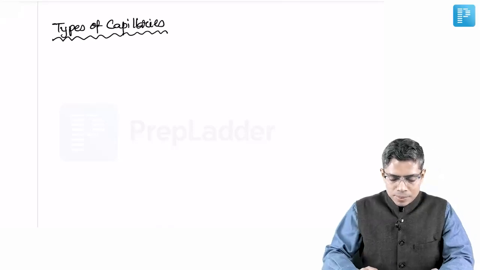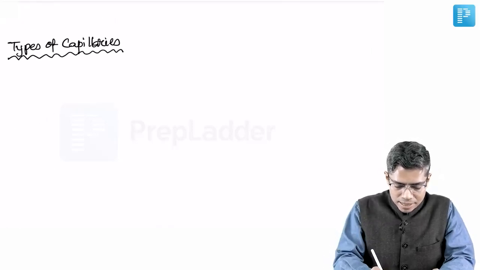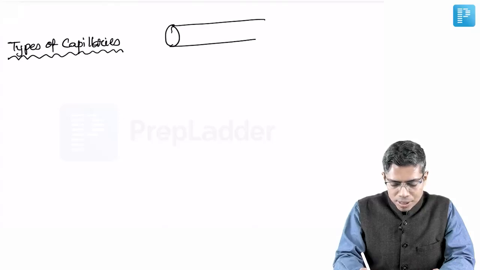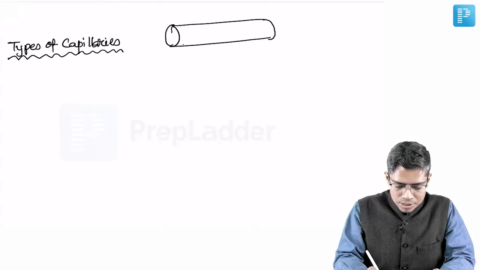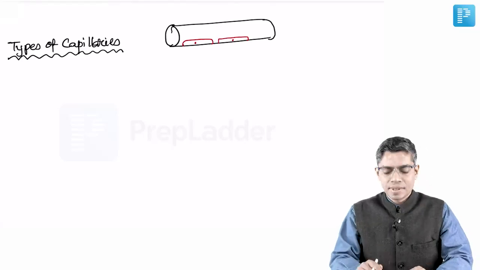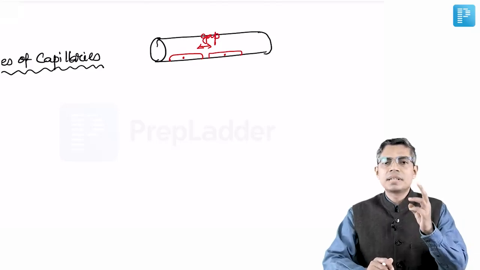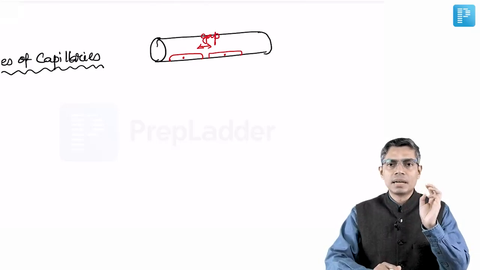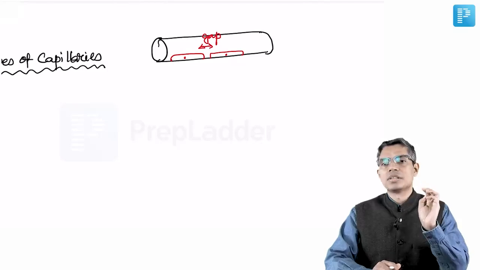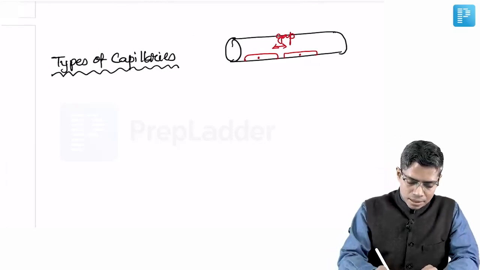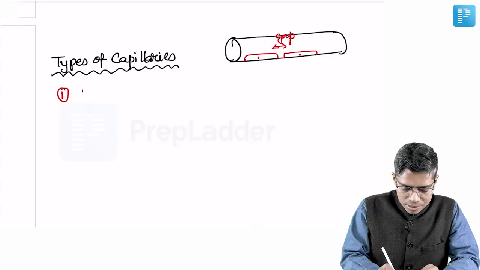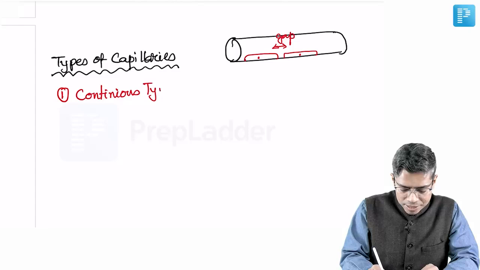So if you look at the structure of the capillaries, I told you already that it is only composed of endothelial cells. So suppose these are the endothelium cells, right? And in between the endothelium cells there is a little gap. Depending on this gap between two endothelium cells, three different types of capillaries are present in our body: continuous, fenestrated, and sinusoidal, right?